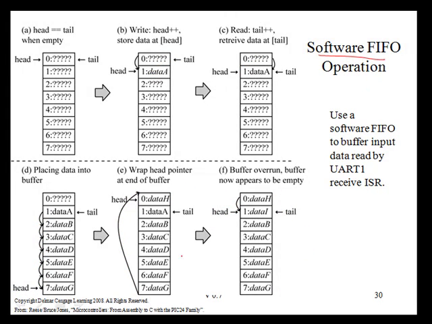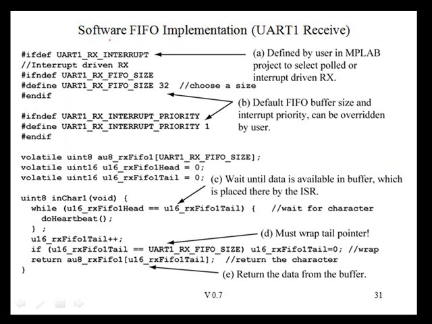This data structure is also sometimes called a circular buffer because of this action of the indexes wrapping back around to the beginning and simply circulating through these array locations. In our UART library code, we have implemented the software FIFO for UART1 receive interrupt. It can be turned on via this compiler flag, and I will demonstrate that in the example.